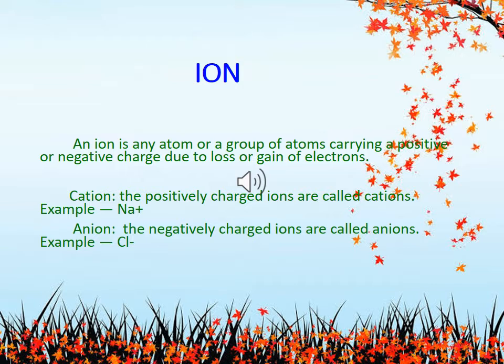For ions, you have to learn two terms. The first one is cation and the second one is anion. So what is a cation? The positively charged ions are called cations and the negatively charged ions are called anions. Example of cation, Na+, and anion, Cl-.